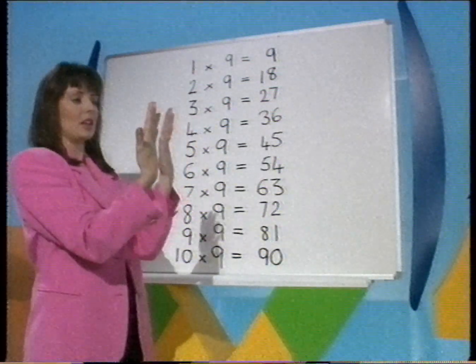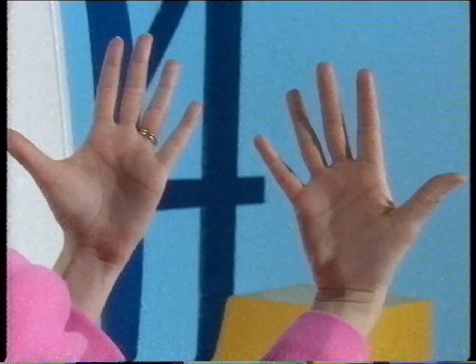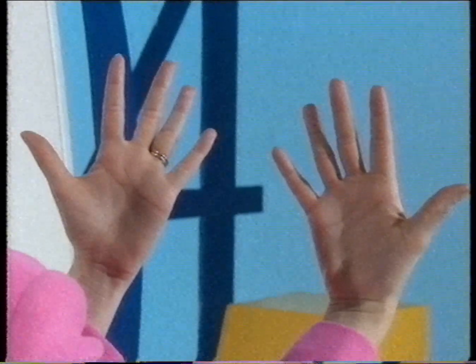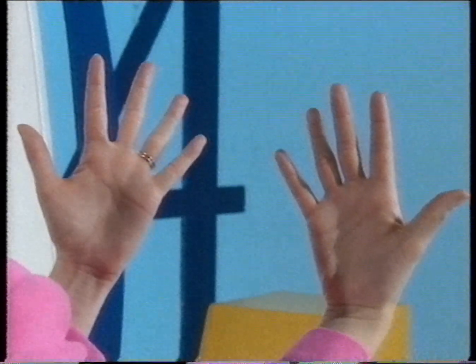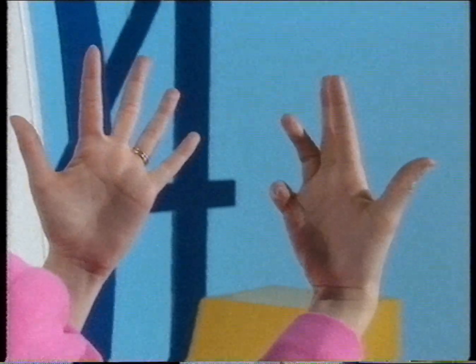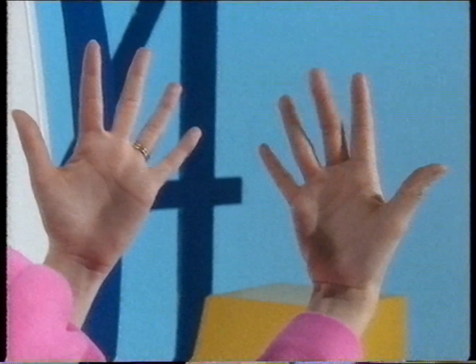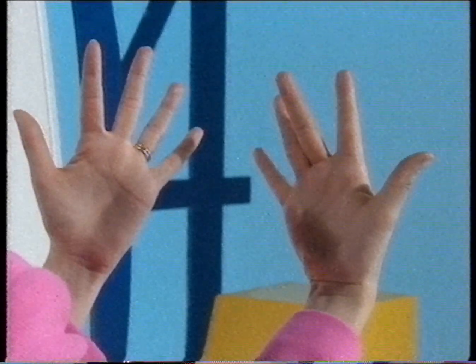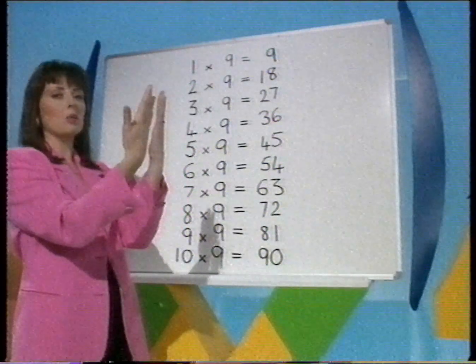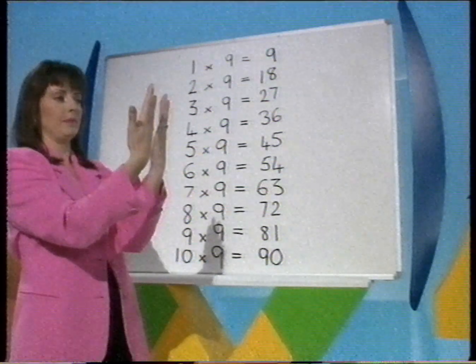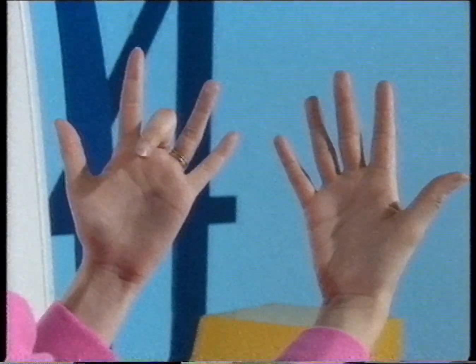And here's another way to remember your 9 times table up to 10 times 9. Hold your hands out in front of you. Now, call this thumb number 1, this finger number 2, this one number 3, number 4, number 5, number 6, number 7, number 8, number 9, and finally number 10. Now, what's the question? Well, what is 3 times 9? Put finger number 3 down.